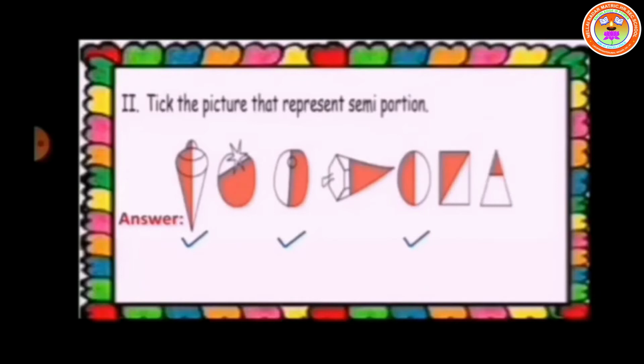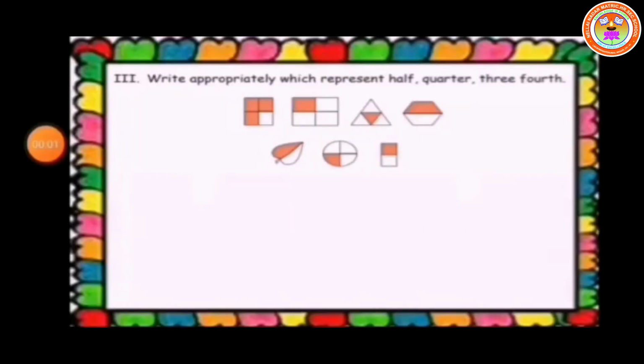Next, square is given. It is divided into equal parts, so it represents semi portion, so we can put tick. Last one, a triangle is given. It is not divided properly into equal parts, so it should not be ticked. Third question, write appropriately which represent half, quarter, 3/4. Answer.